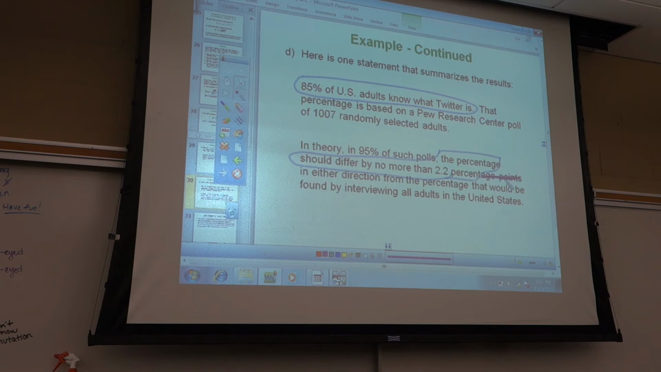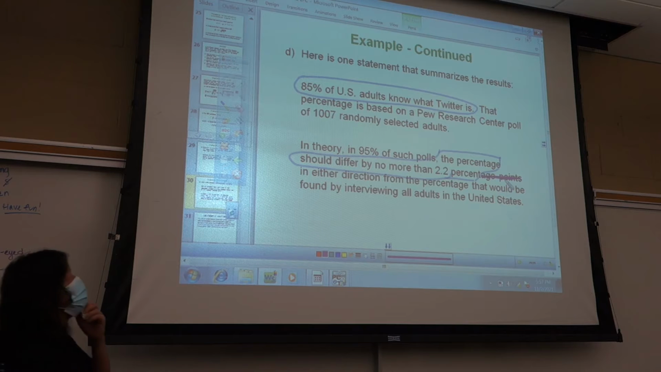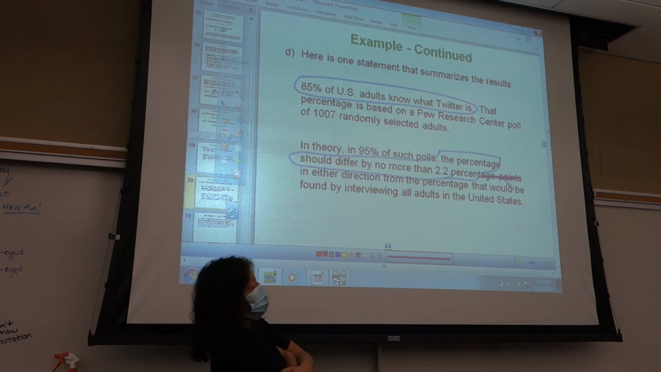So you want both or just one? Yeah, both of those things. You can't just say 85% of U.S. adults know what Twitter is. The percentage should differ by no more than 2.2%.